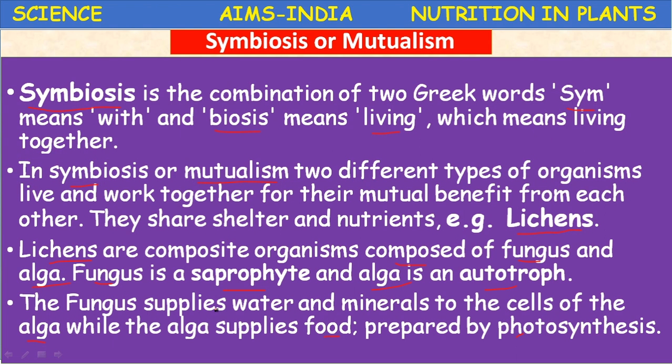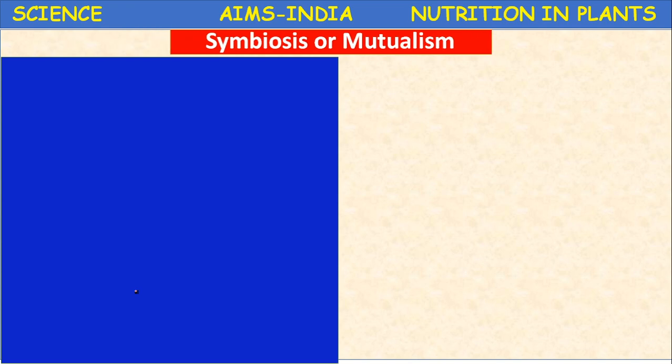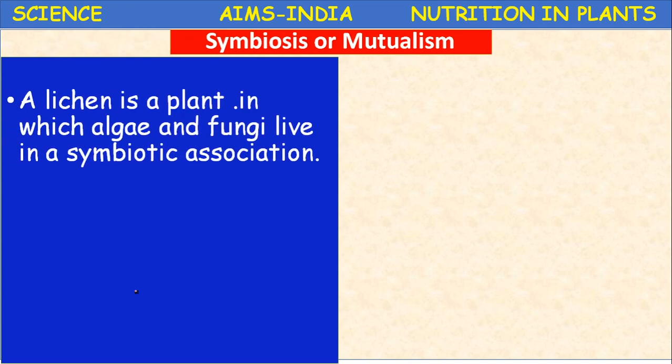So such kind of association is called symbiotic association, and the organisms are called symbionts. Nutrition is called symbiosis or mutualism, and these two organisms which are involved in symbiosis or mutualism are called symbionts. Let us see more about this symbiosis, mutualism. A lichen belongs to the plant group. It is a plant in which alga and fungi live in a symbiotic association.